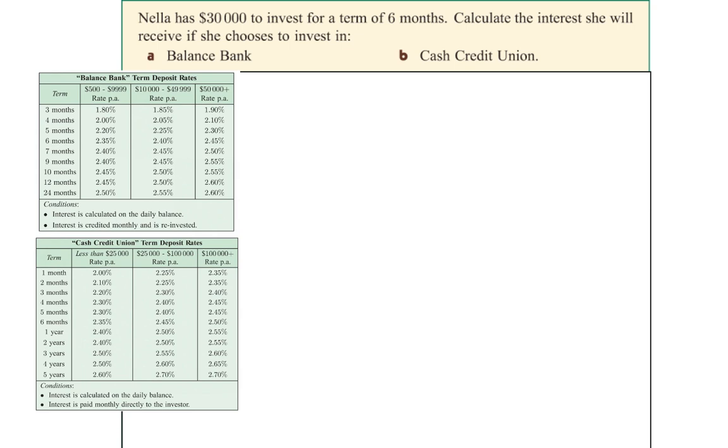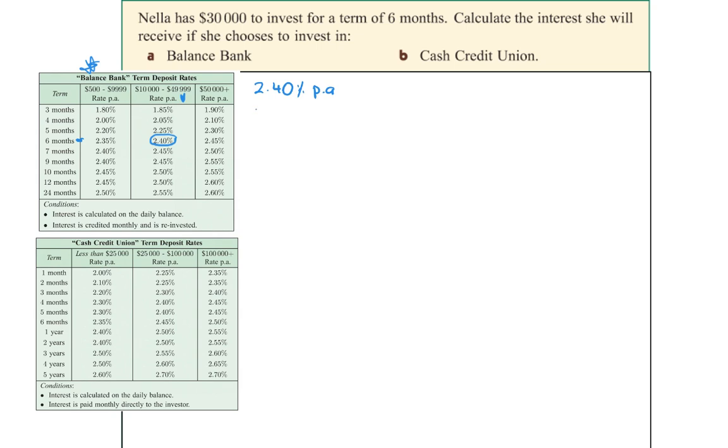Okay, so Nella has $30,000 to invest for a term of 6 months. We're going to calculate the interest she will receive if she chooses balance bank or cash credit union. Okay, so balance bank is at the top, cash credit union's at the bottom. All right, so we need to first of all work out the interest rate. So she's got $30,000 for 6 months, which gives us 2.4% per annum.